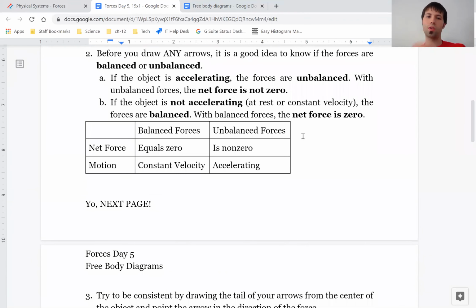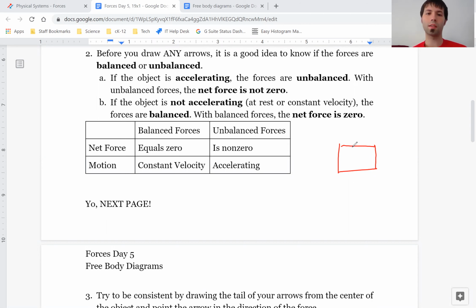Number 2 says, before you draw any arrows, it's good to know if the forces are balanced or unbalanced. So here's what I mean by that. Let me get my drawing tools out here. Let's say that this situation says that you have a box. If the situation says the box is not moving, then this is a balanced force. When we say that something has balanced forces, it's because it's not moving. And this is why we say it's balanced.